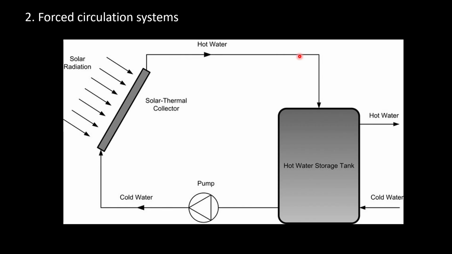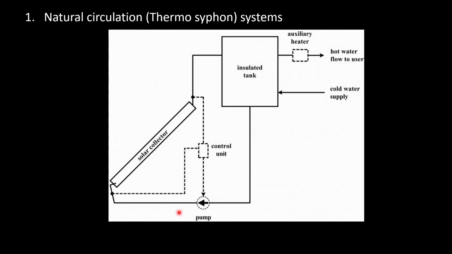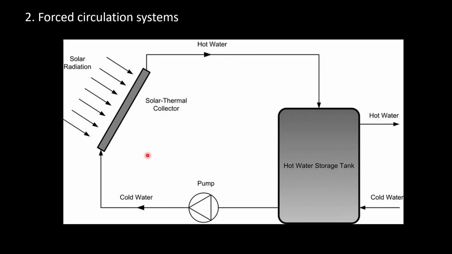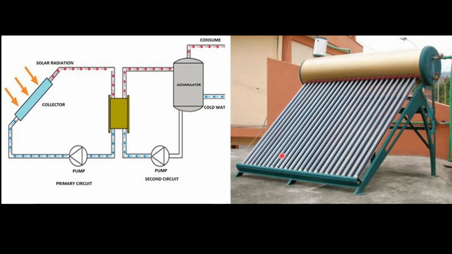And this is a forced circulation system, in which the working is the same as that of the natural circulation system. But one more thing: in the natural circulation system, the water flows under gravity, so the insulated tank should always be at a higher elevation than the FPC. In the forced circulation system, we don't need to keep the tank at a higher elevation. We can keep the tank at any elevation convenient to our need, and use a pump to circulate the water throughout the system. The working is the same.